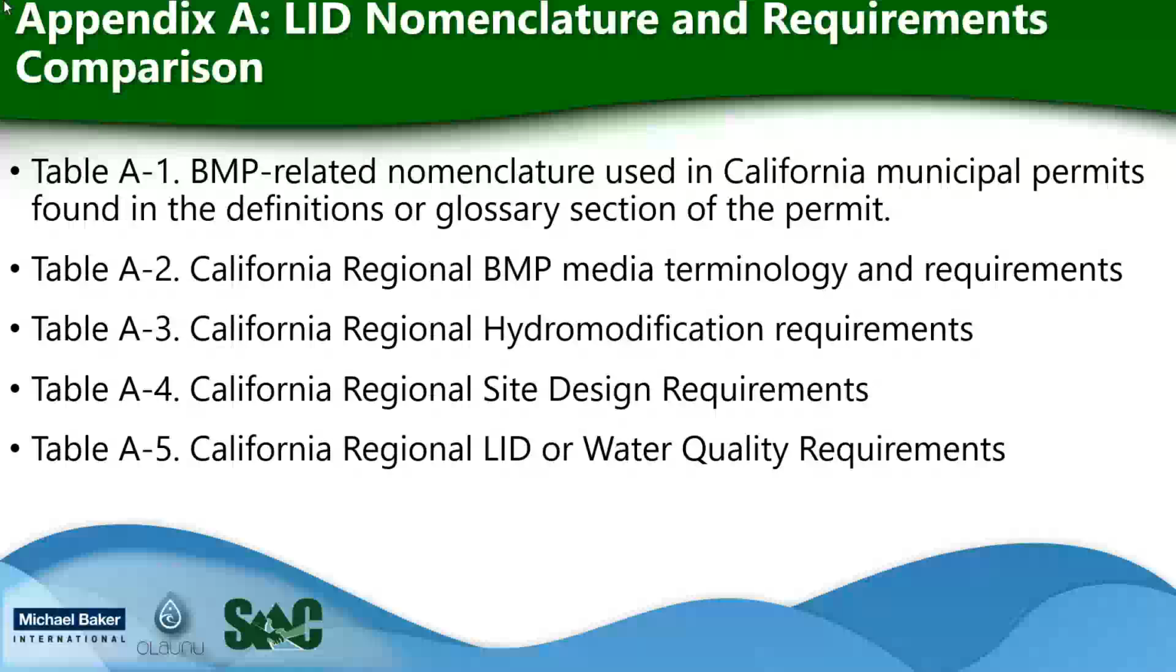Table A2 focuses on the different terminology and requirements for BMP media, specifically bioretention soil media. Table A3 focuses on the difference of hydromodification requirements across Southern California. Table A4 focuses on site design requirements and the differences across the region of Southern California. And then finally, we see in Table A5 the regional LID or water quality requirements and the differences that we see in those specific standards.